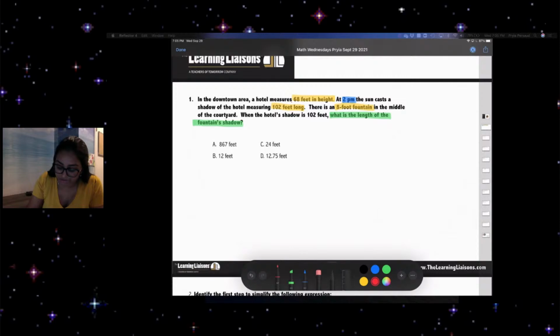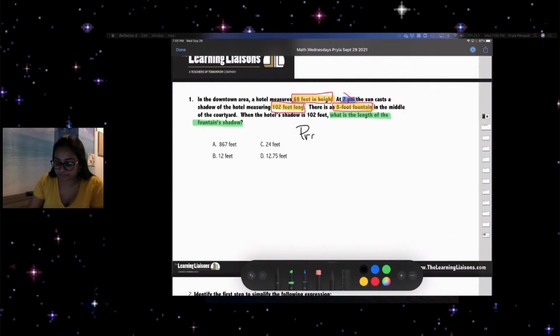We need 102 feet. We need the 68 feet, but that 2 p.m., really not that important. Just some extra numbers to see if you're paying attention. We definitely need the 8-foot fountain. And remember, they're asking us what the length of the fountain's shadow is. So let's see, it sounds like I have 3 pieces of information and I'm missing 1 to complete all of it. So I have 4 pieces of information that I essentially need.